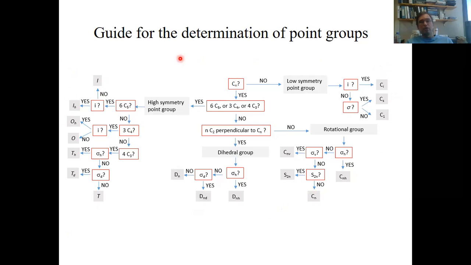Okay. So in the exam, I could give you this guide in its full form, and you would need to be able to determine the point group based on that guide.